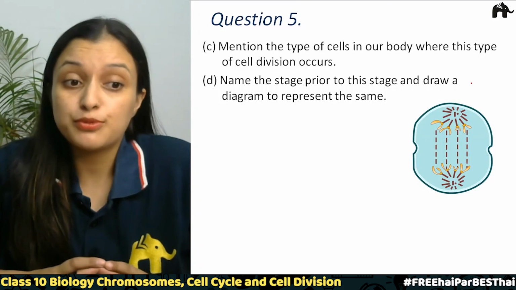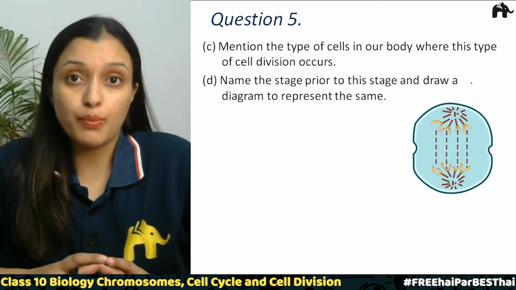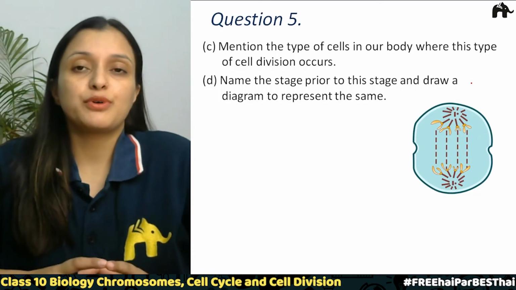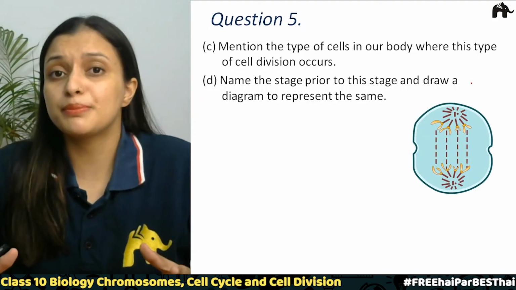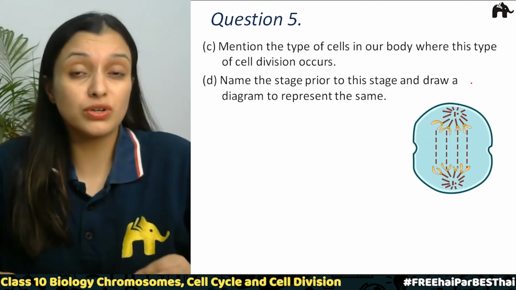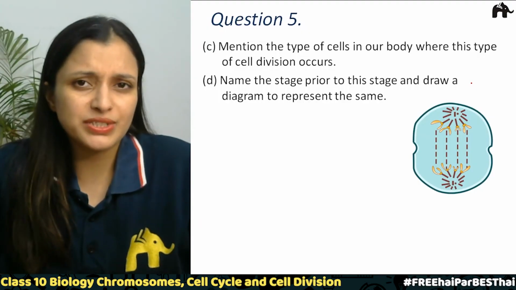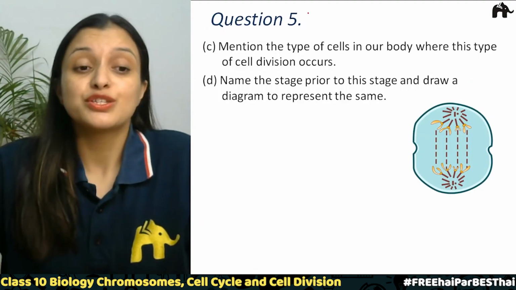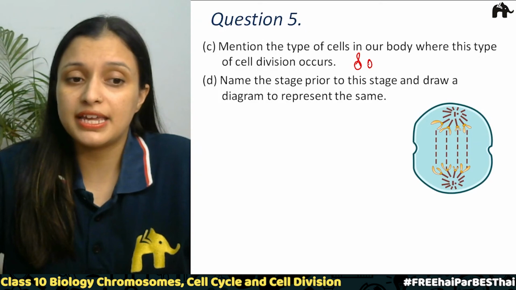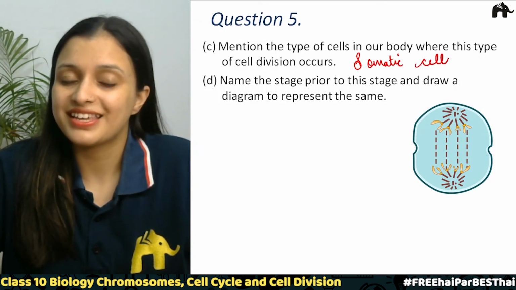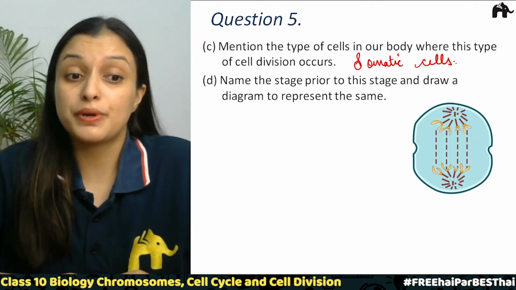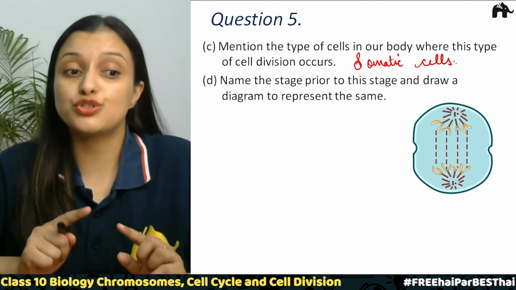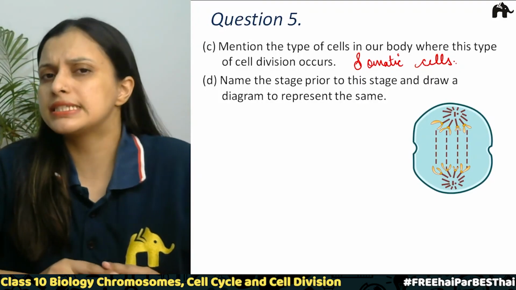Let us see what is the question number 5, C part. Mention the type of cells in our body where this type of cell division takes place. So which type of cell division are we talking about? We are talking about mitosis. And where does this mitosis take place in our body? So mitosis takes place in the somatic cells. Correct?